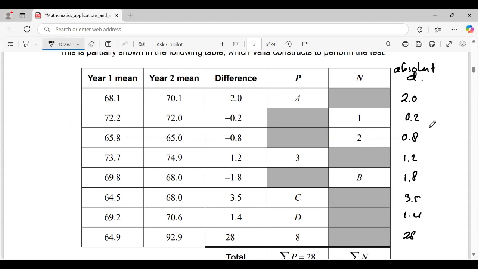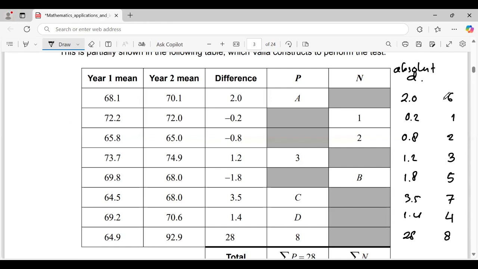Okay. Now we are going to rank the absolute difference. The smallest number is this one. According to this information, this is the second, and the third is this one. After that, the fourth, 1.4. The fifth is 1.85. And the sixth is 2.0. The seventh, 3.5, and the highest is 8, 28.